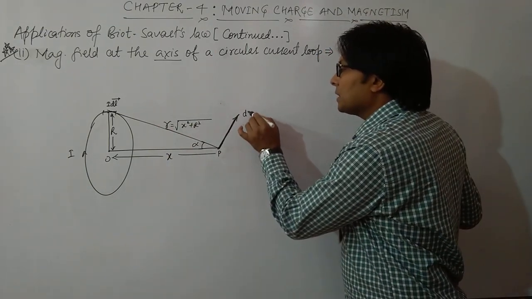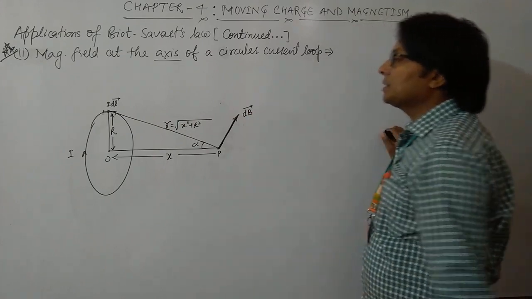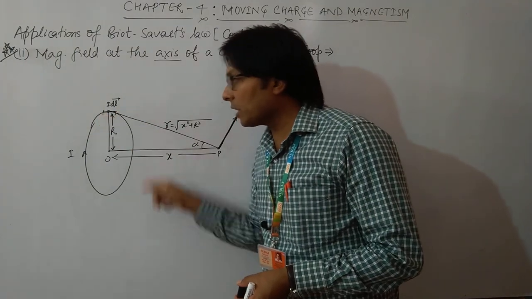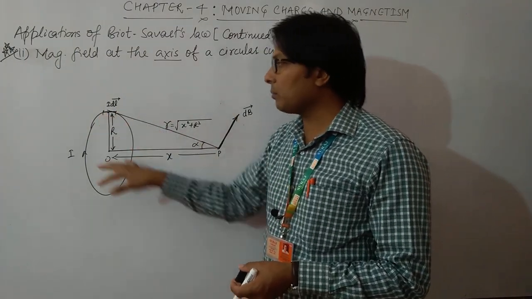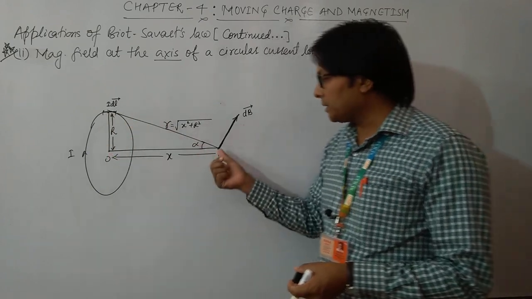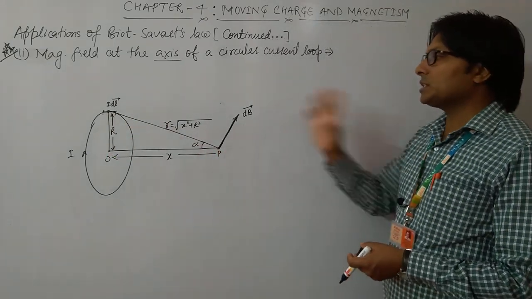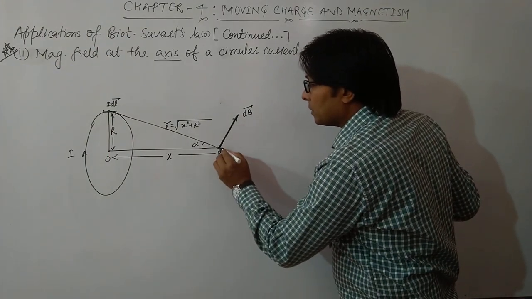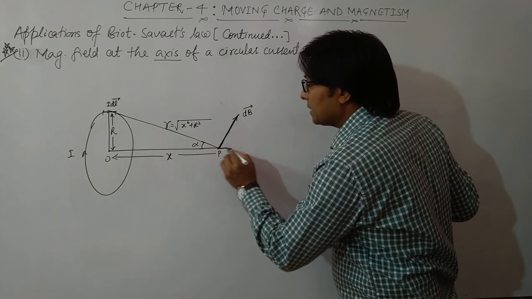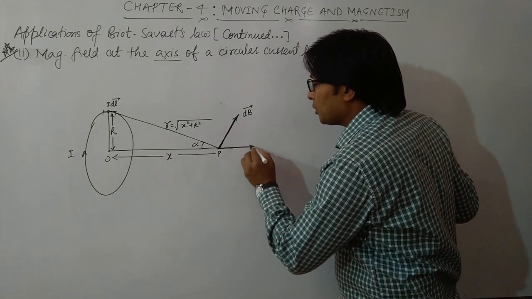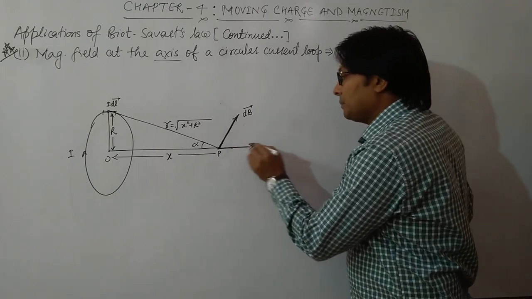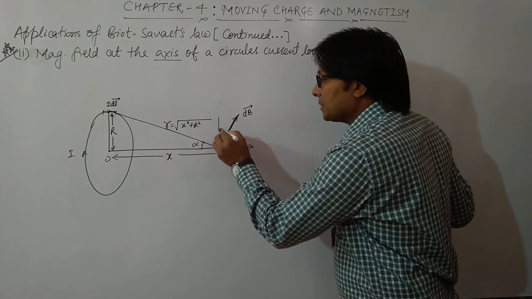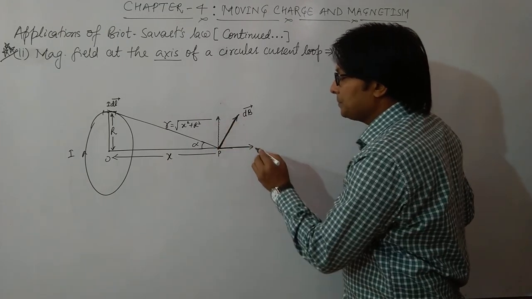I have denoted this as the dB vector, because this is the small magnetic field due to only this part of the circular loop, but we have to derive the formula for the total magnetic field due to the whole loop at point P. So this is dB, and now I will split this dB into two perpendicular components, which are dB cos alpha and dB sin alpha.